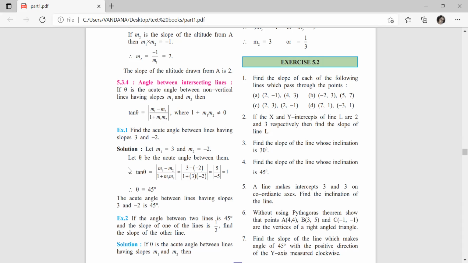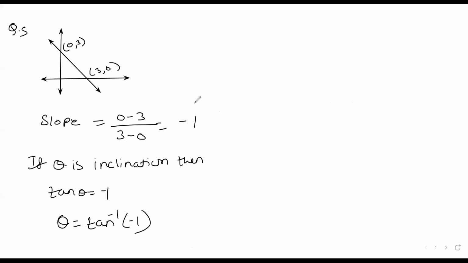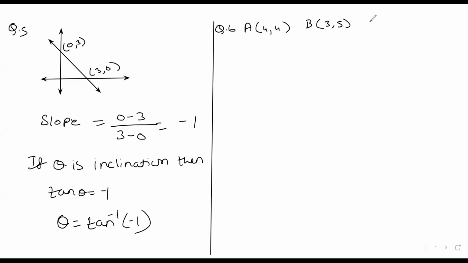Without using Pythagoras theorem, show that the points A, B, C are vertices of a right angle triangle. Question number 6. Here we are not supposed to use Pythagoras. A is (4, 4). B is (3, 5). C is (-1, -1). Without using Pythagoras, we have to show this.